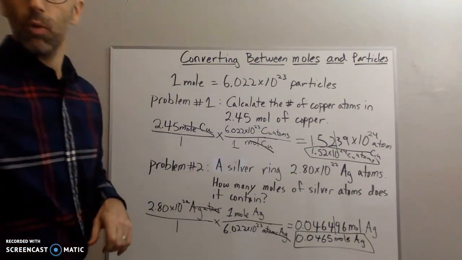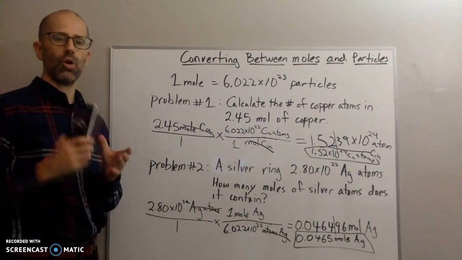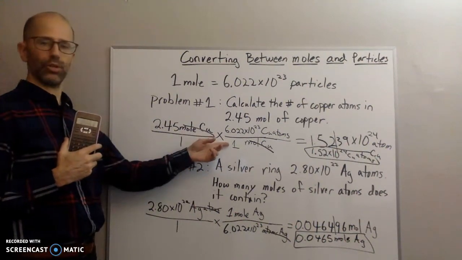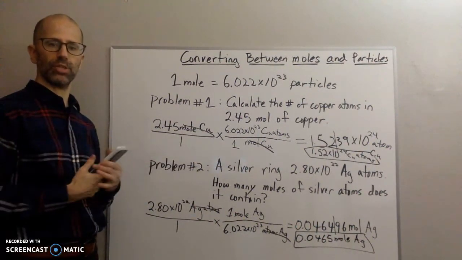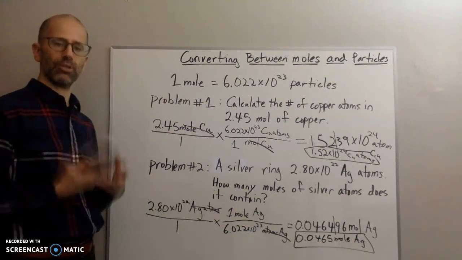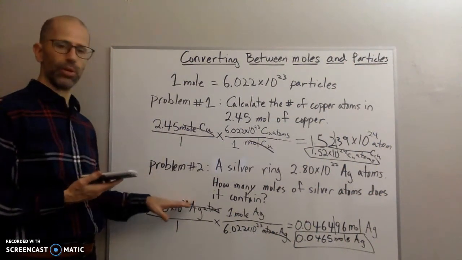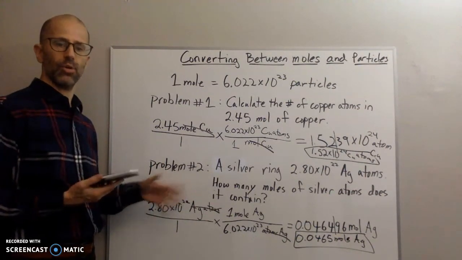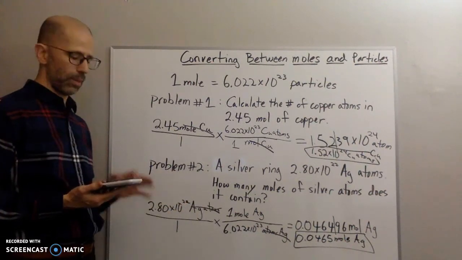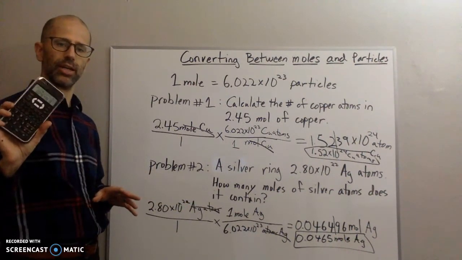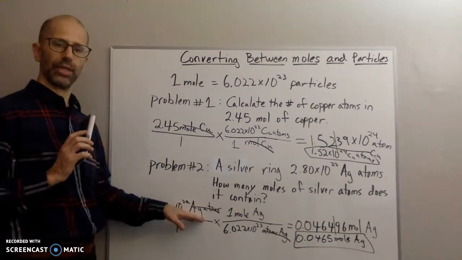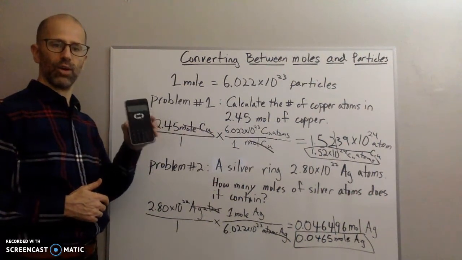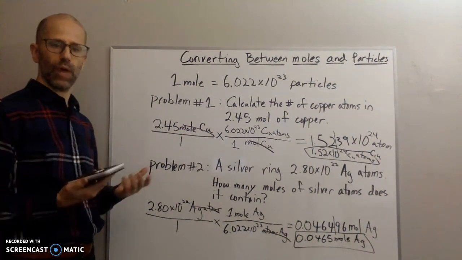Now, one of the things that you should know how to do on your calculator is how to do scientific notation. You need to be able to put scientific notation into your calculator and do it correctly. Otherwise, if you don't put it in correctly, you're going to be off by a factor of 10 or 100 or something like that. So make sure you know how to use your calculator and you know how to put scientific notation in your calculator. I will make a video that goes over this so that you know how.